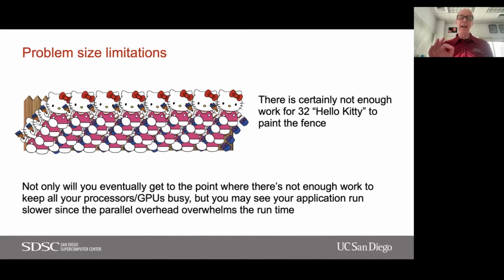So eventually, you're going to get to the point where there's not enough work to keep all of your processors or GPUs busy. And in fact, not only will the runtime level off, but you may see that your application runs slower, since the parallel overhead associated with running on that many cores overwhelms the runtime.